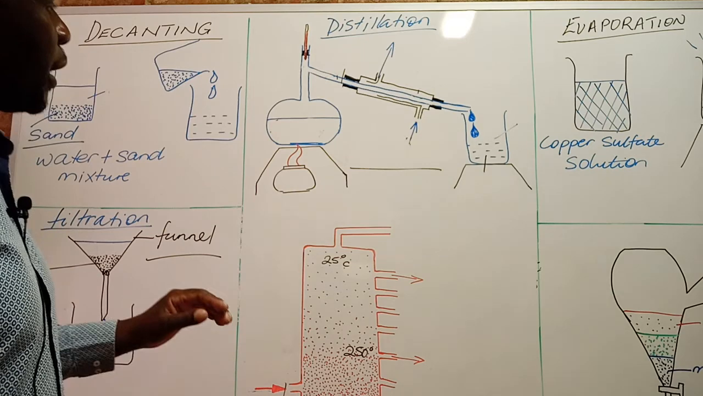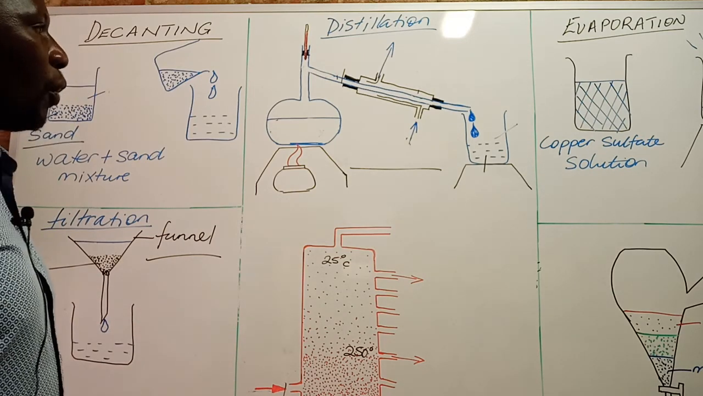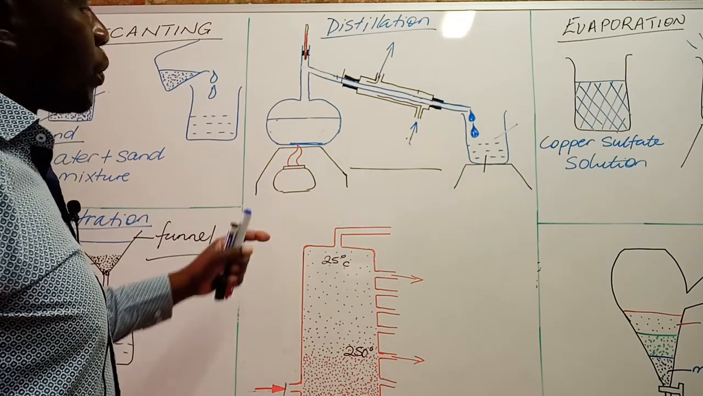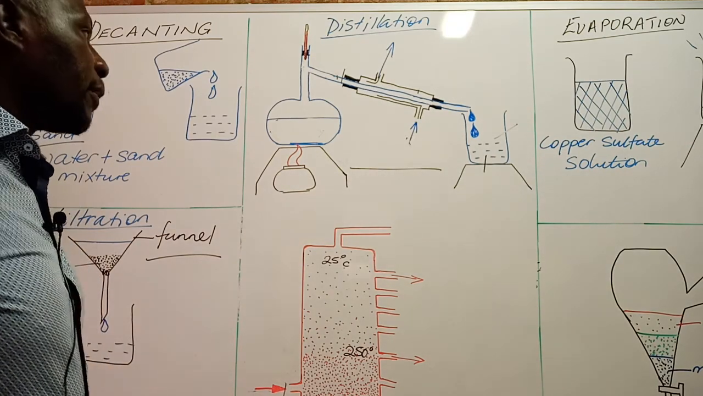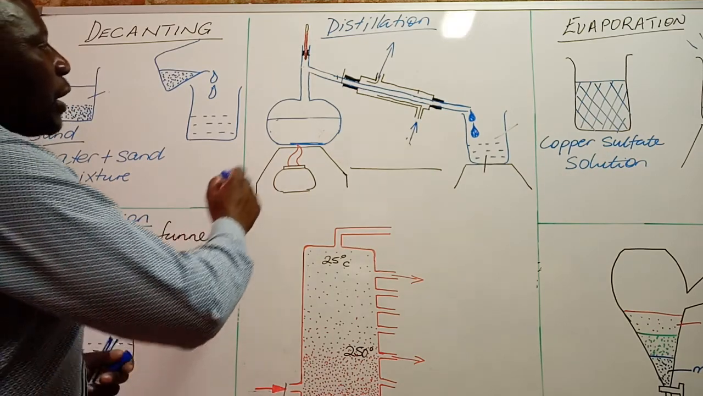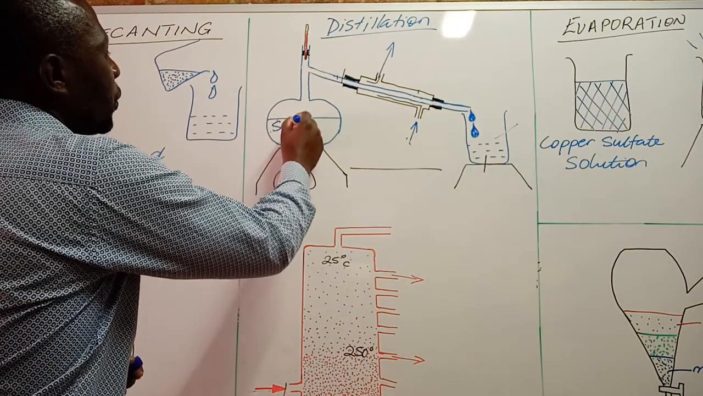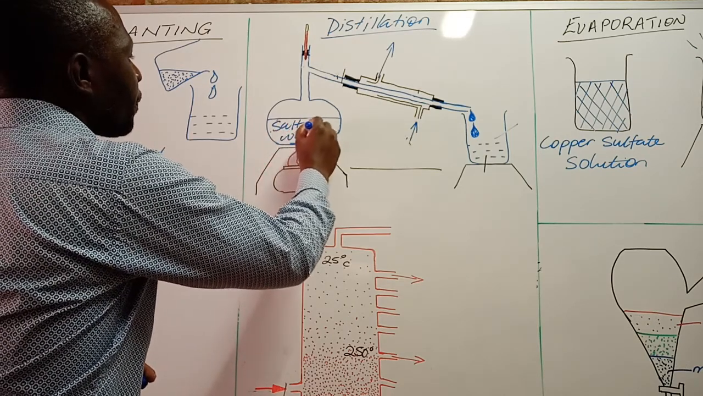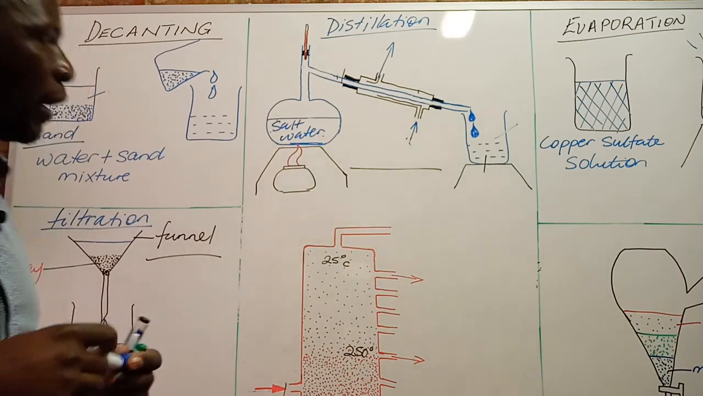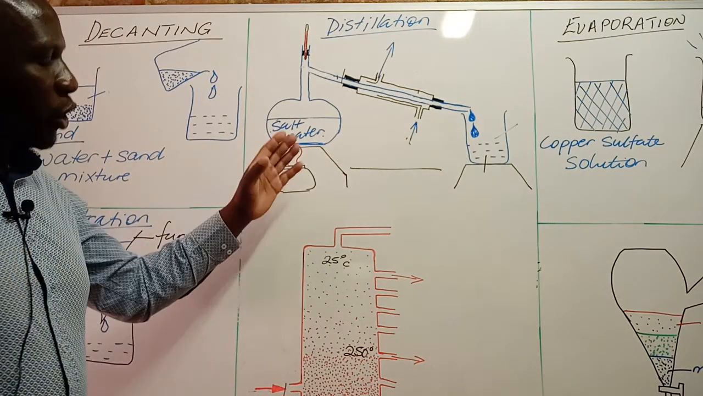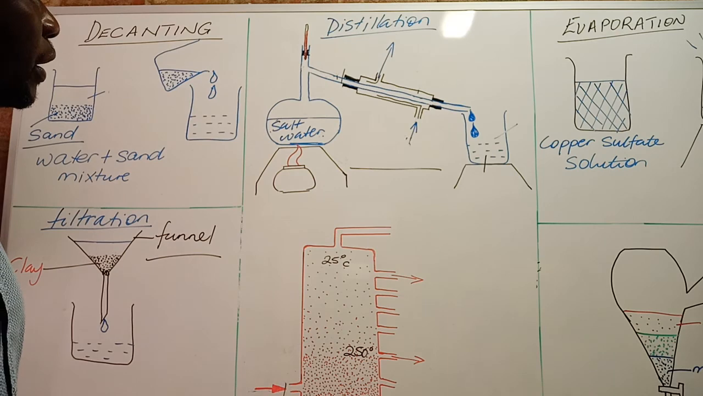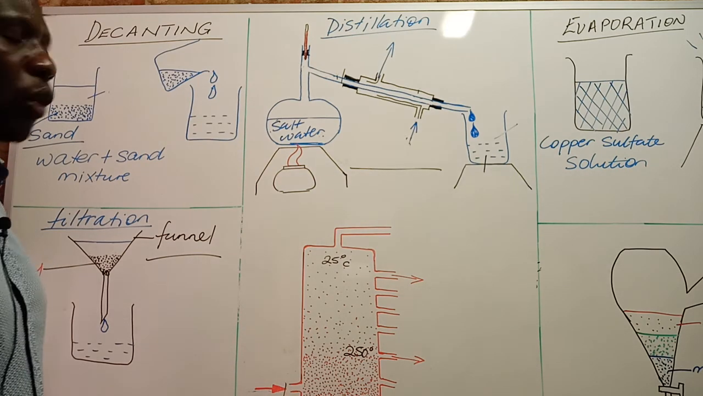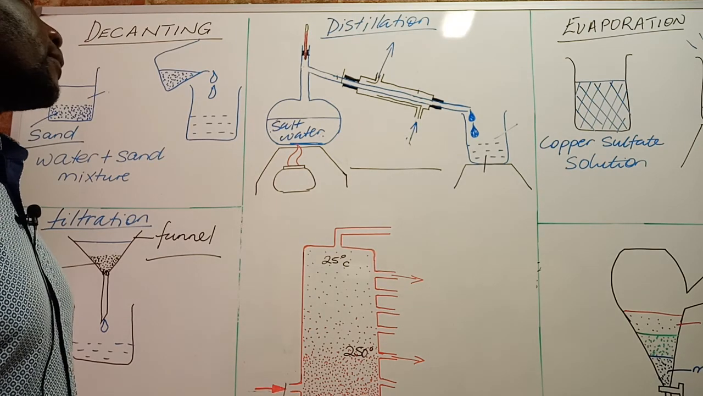So let us say we want to separate salt from water. We all know that salt totally dissolves in water. So this is a salt water solution. To separate these two, the solution is a dissolved solution. Salt totally dissolves in water.